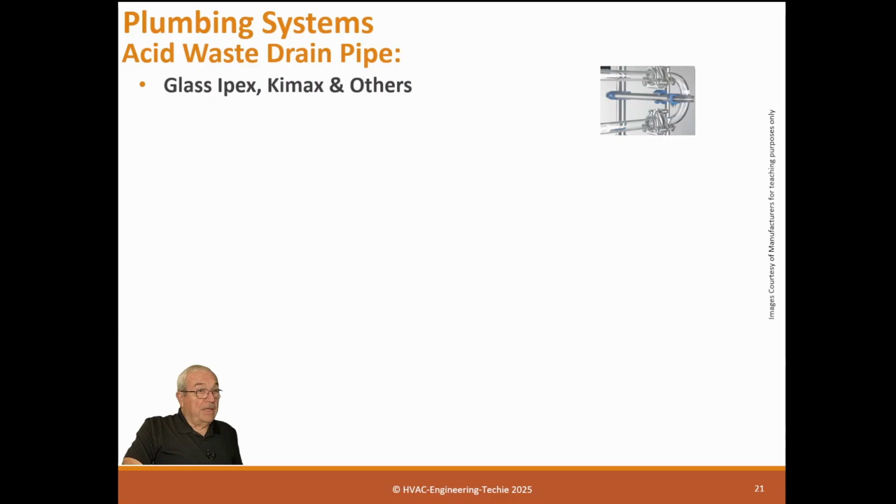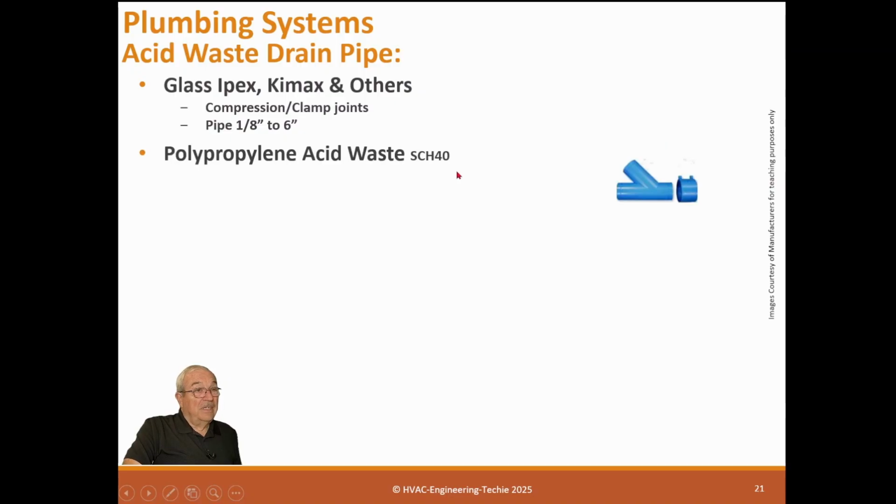Acid waste drain pipe in the lab, and whatever, is normally glass, which is either IPEX or Chemex or Corning or others. There's a lot of other different manufacturers of glass. It's fairly expensive. It has special fittings. It's compression or clamp joints, and these are normally stainless steel. So it's pretty exotic piping. Can go from 1/8 inch to 6 inch. Not bigger than 6 inch though.